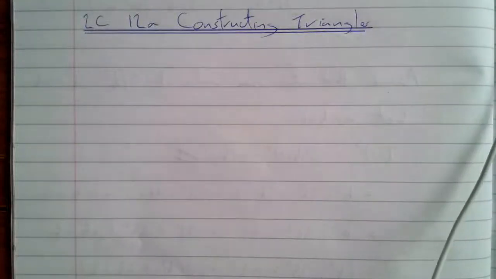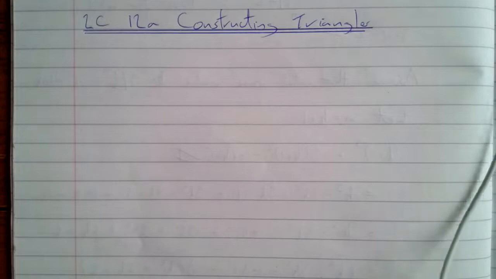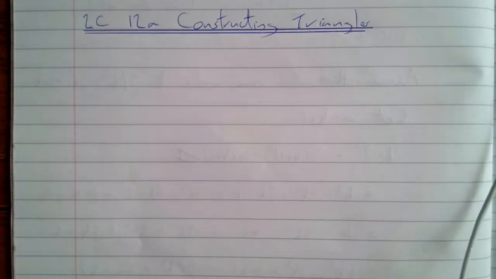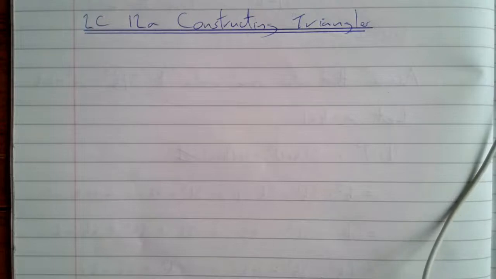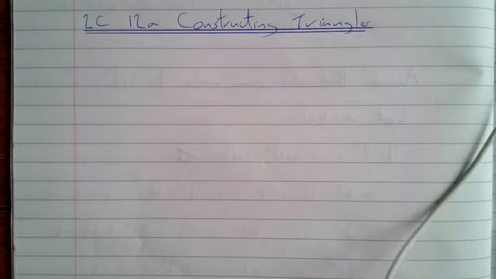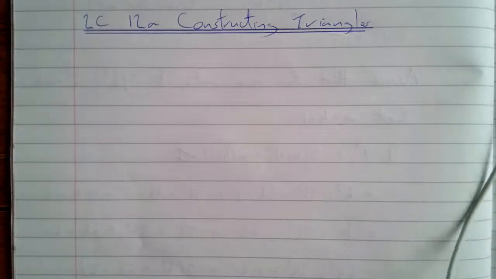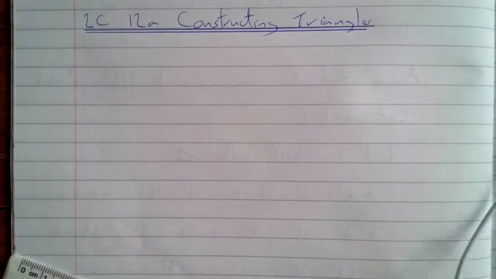Morning Year 8. Today we're going to look at constructing triangles using a protractor and a ruler, and tomorrow we're going to look at constructing more triangles using a ruler and a pair of compasses. So the first thing to look at today is what sort of triangles we want to create, and we're going to look at two basic ones today.